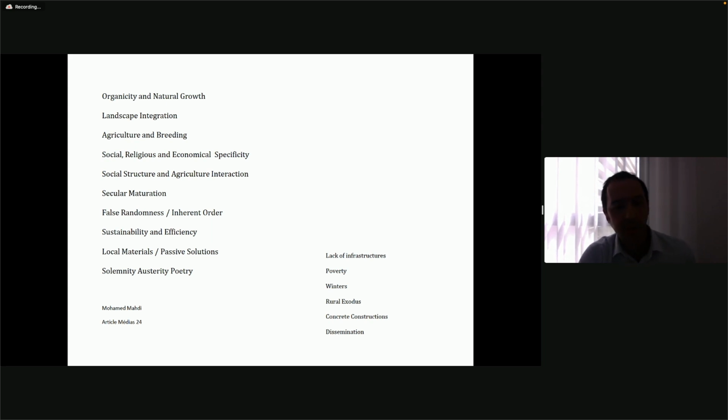time. Again, this notion of false randomness, because you can indeed find a sense of order, of logical organization, and sustainability, because these are completely sustainable architectures, which use local materials and passive solutions. And again, like the old Medina of Fes, it's something really powerful where you can feel a sense of solemnity, of austerity, and of poetry, for sure.